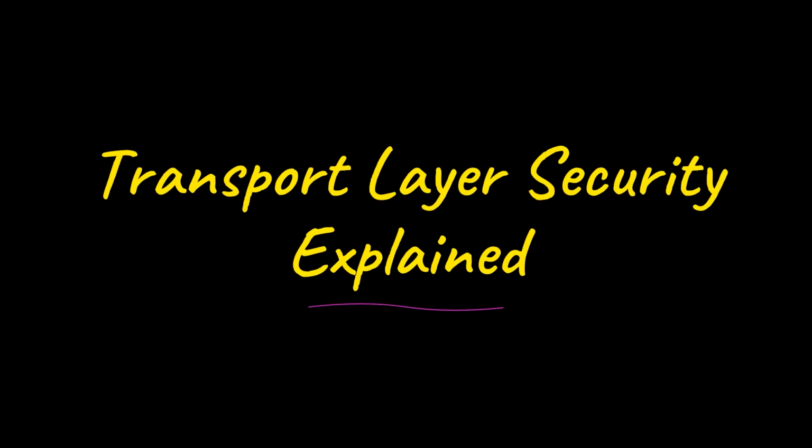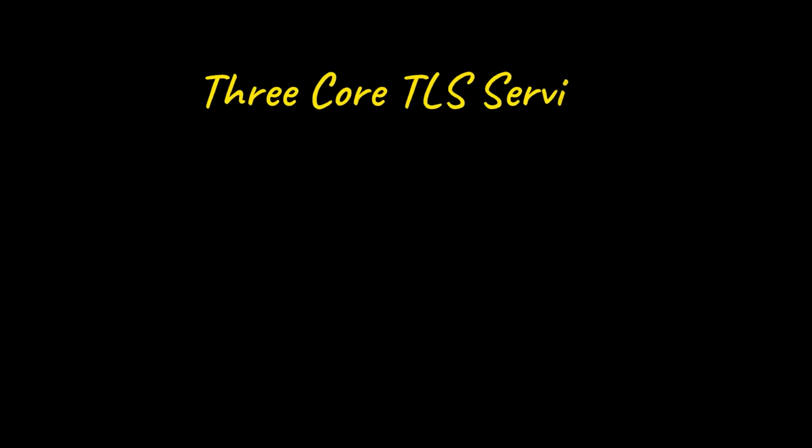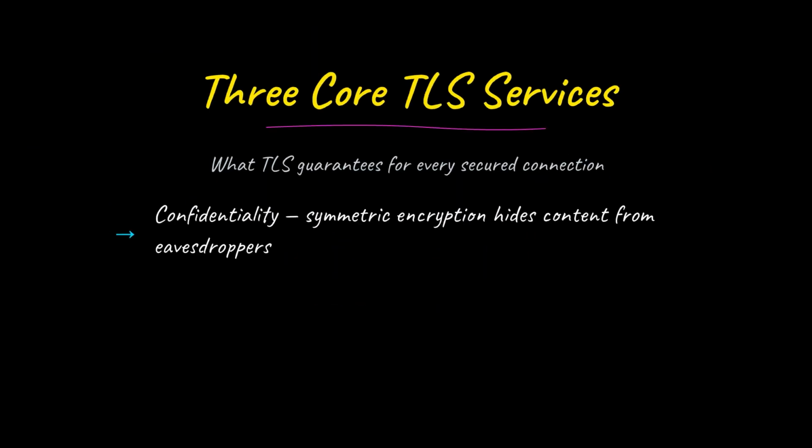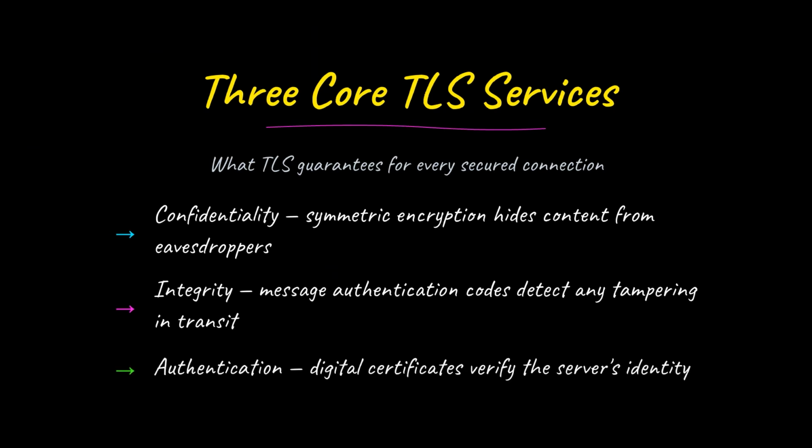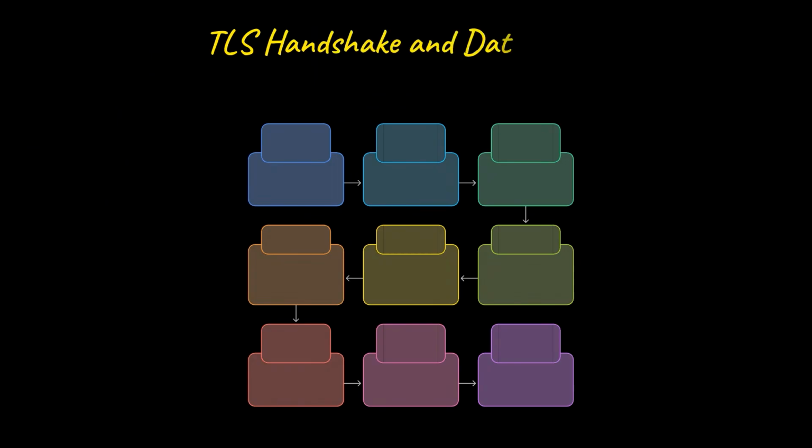Transport layer security, or TLS, is the dominant protocol for protecting data as it travels across networks. It underpins nearly every secure connection on the modern internet, from web browsing to email to application APIs. TLS provides 3 core guarantees. Confidentiality uses symmetric encryption, so only the 2 endpoints can read the data. Integrity uses message authentication codes, so any modification in transit is detected and the connection torn down. Authentication uses digital certificates issued by trusted certificate authorities to prove the server is legitimate.